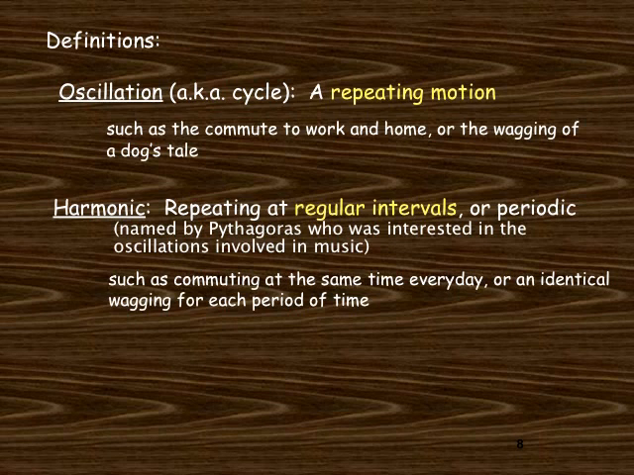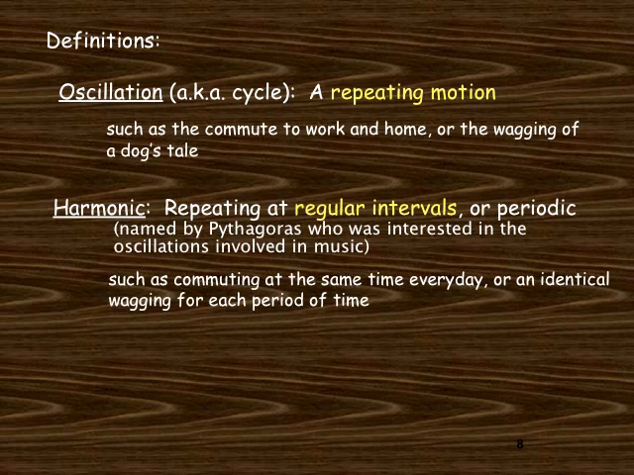Or if you work from 9 to 5, and then 8 to 6, and then 12 to 10, that would not be a regular interval. That would just be an oscillation, not a harmonic oscillation. If the dog's tail wags back and forth the same way over and over again, exactly the same repeat of the motion, that would be a harmonic oscillation.